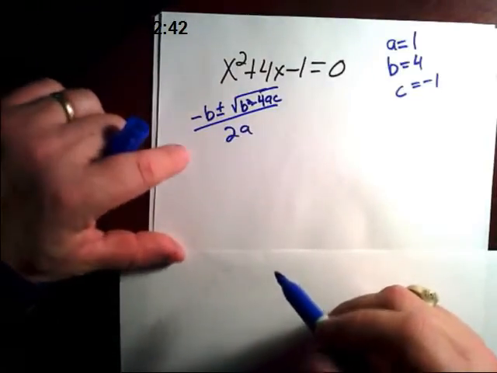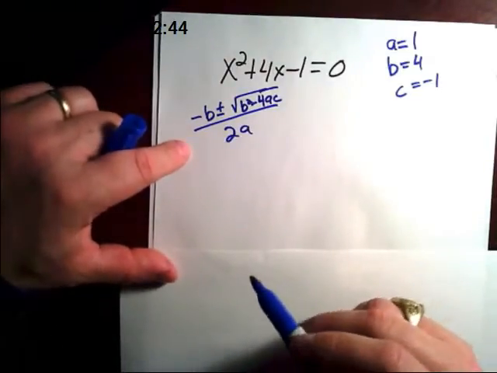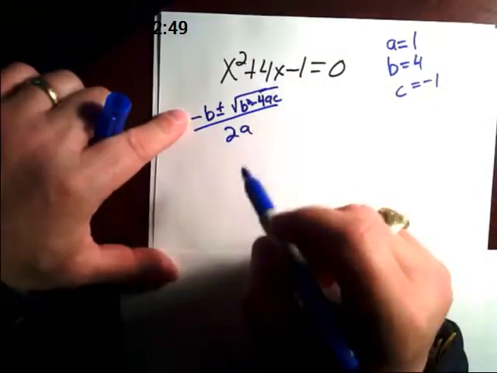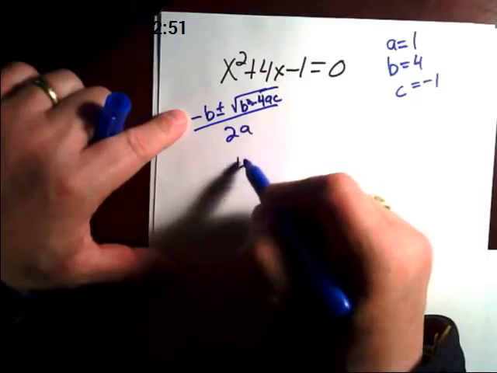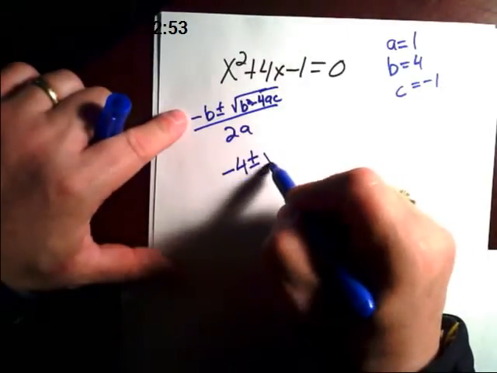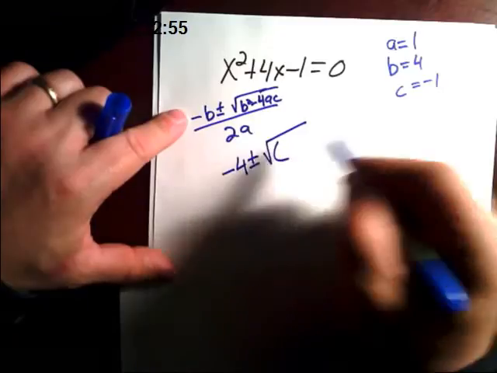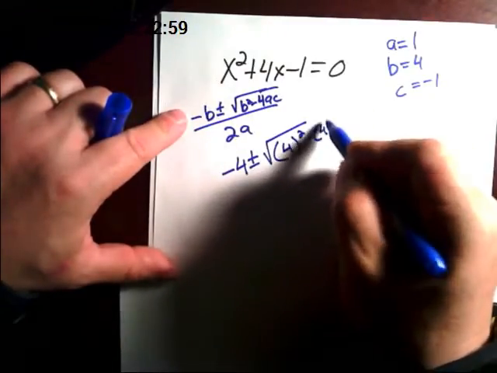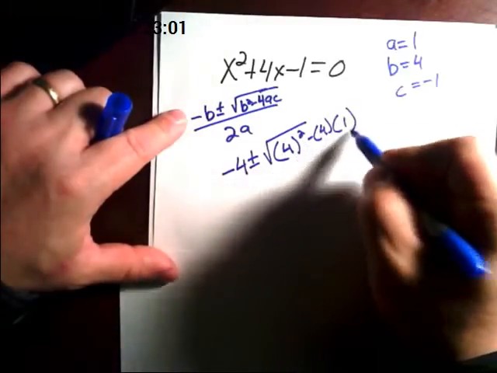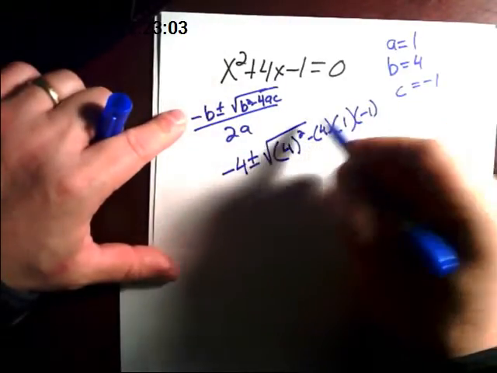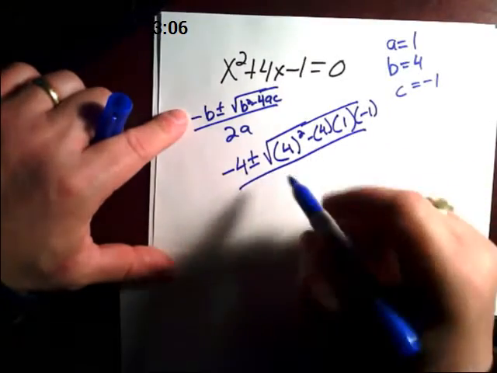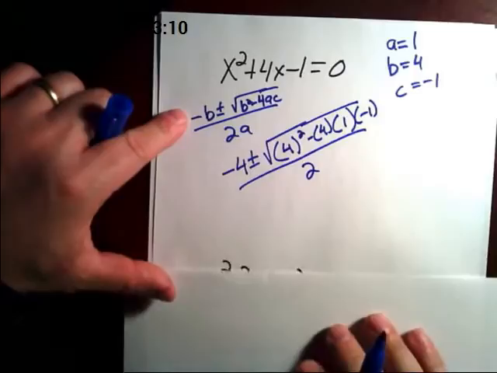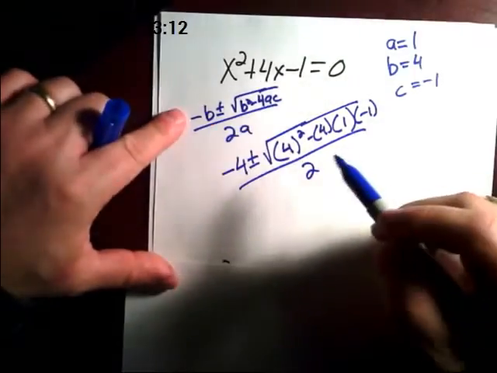Okay, I'm going to take all the stuff and just plug it in. B is 4. I take the opposite of that, which is -4, plus or minus the square root of b, which is 4 squared, minus 4 times a times c, all over 2a. Well, 2 times 1 is 2. Let's not be extra fancy about that.